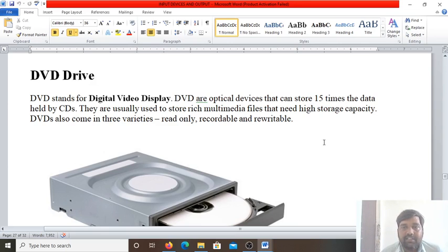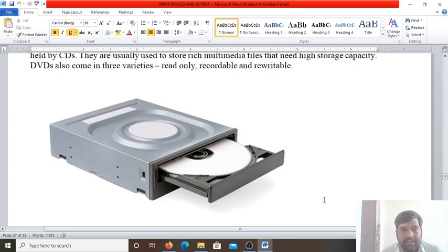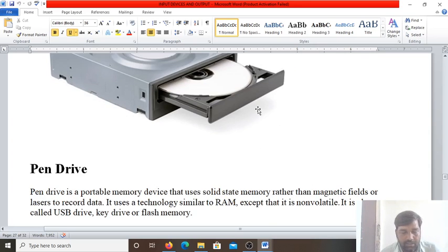DVDs are optical devices that can store 15 times the data of the CD. So 15 times the content of the CD is stored in a DVD. These are usually used to store rich multimedia files that need high storage capacity. DVD also comes in three varieties: read-only, recordable, and writable. Same thing. So a DVD can hold from 4.7 GB up to 17 GB of data.